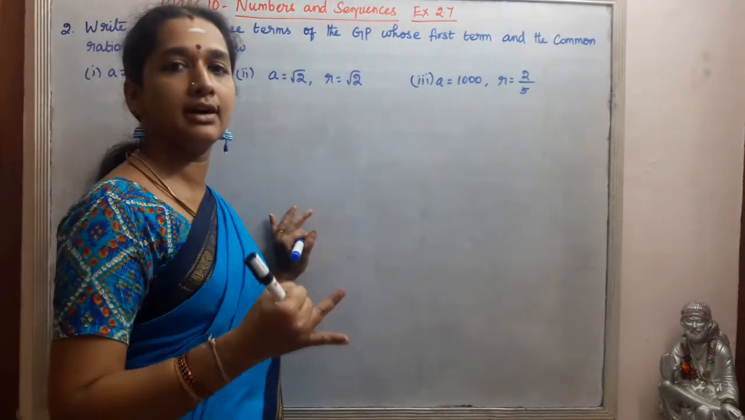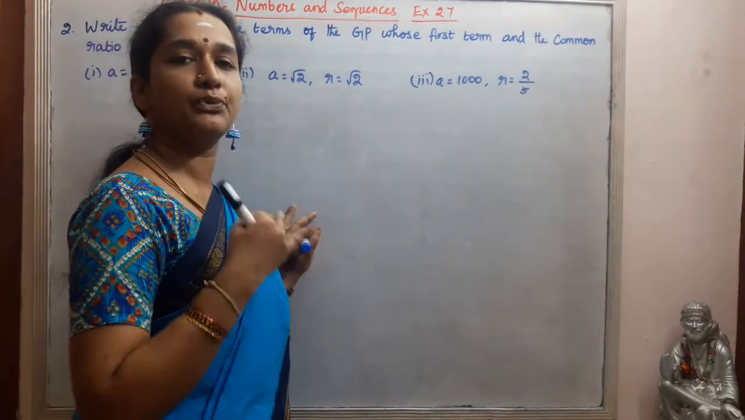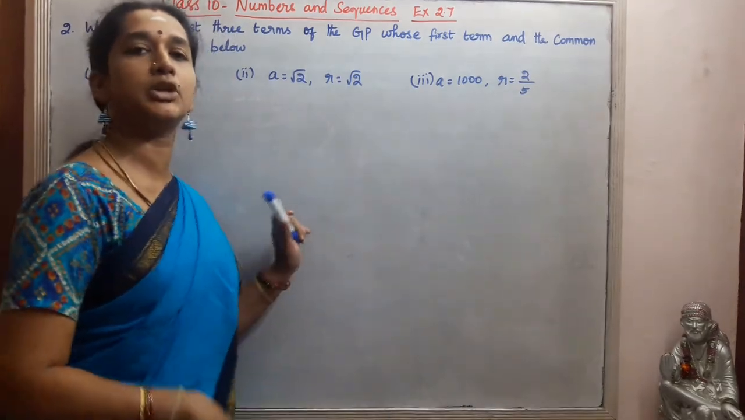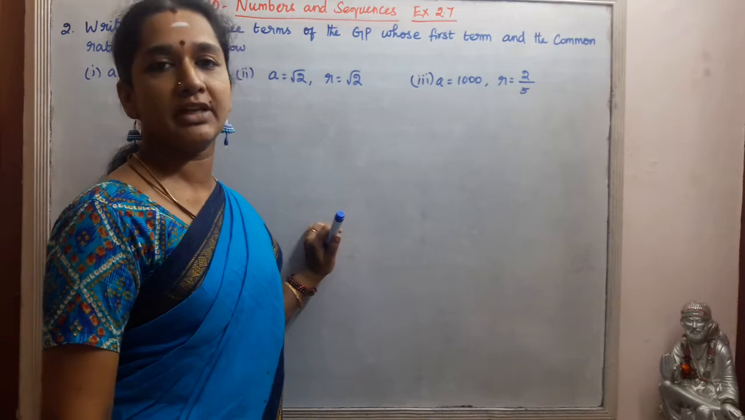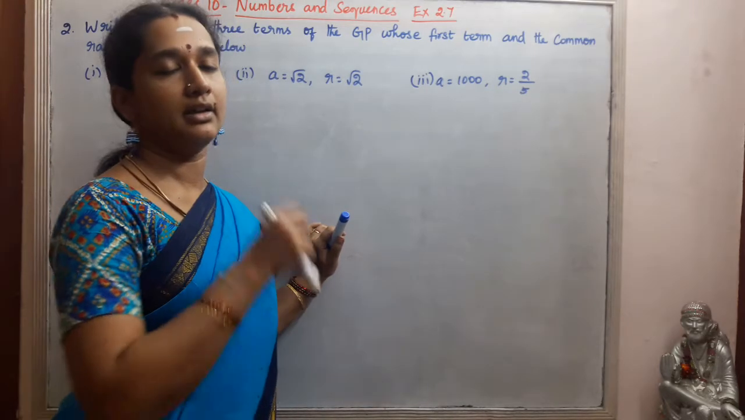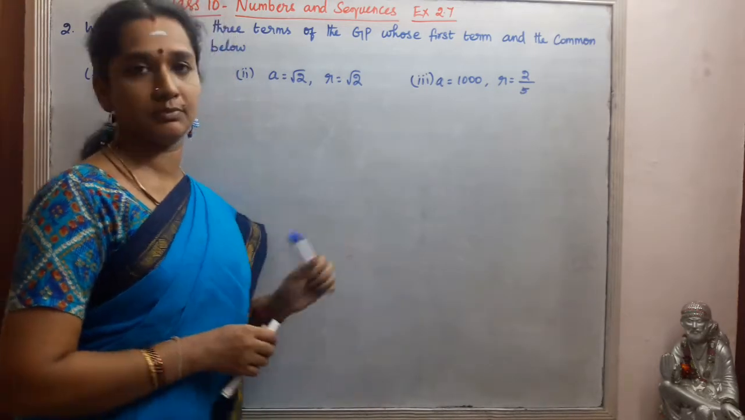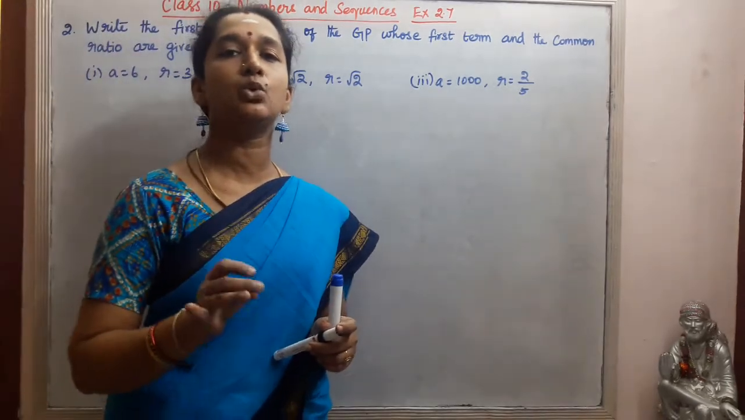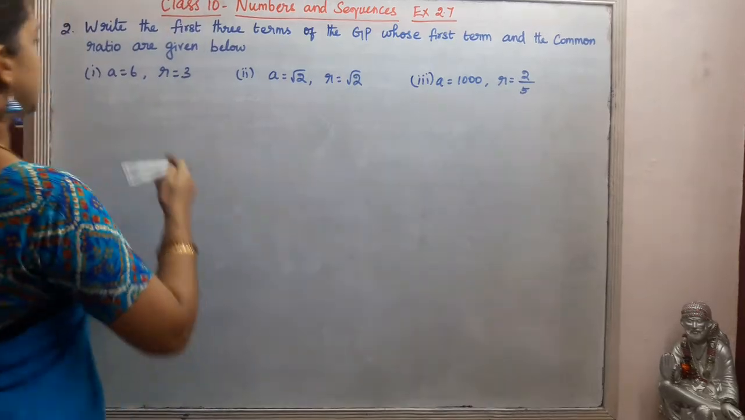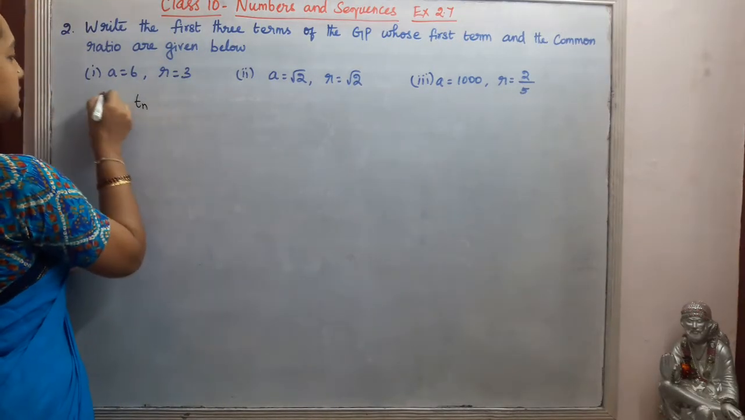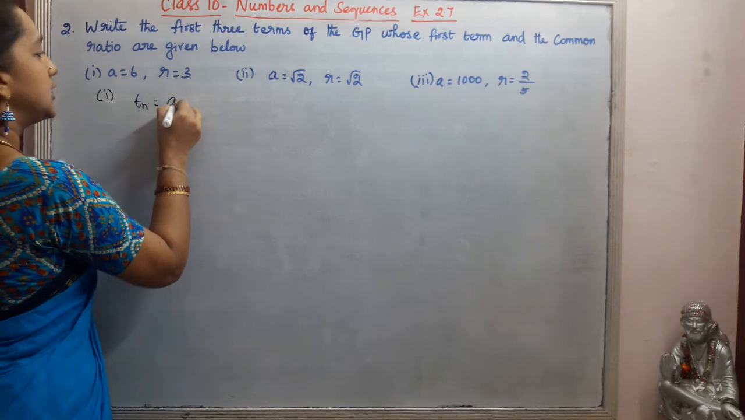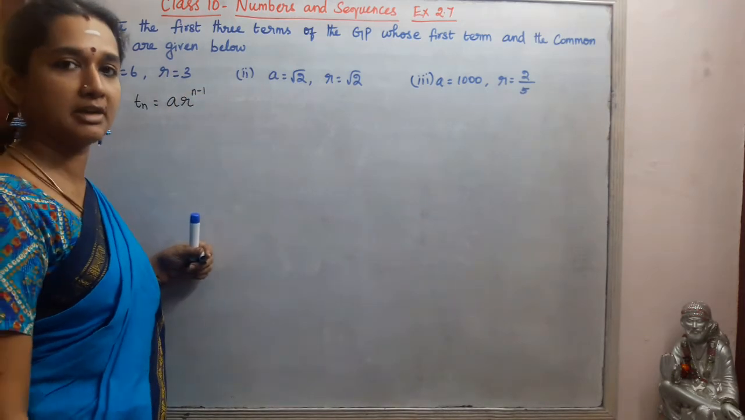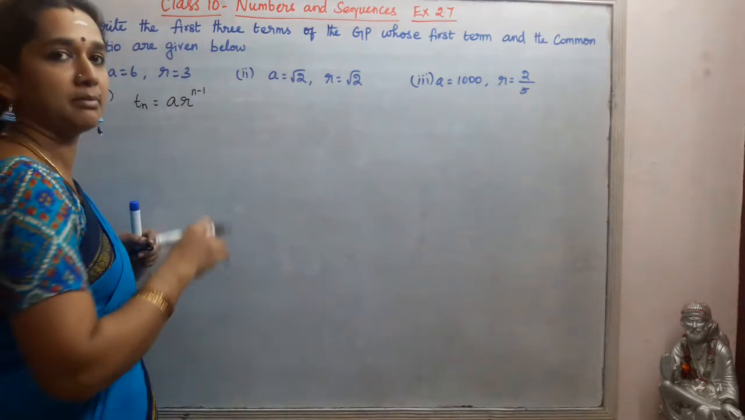So A and R are given. We are asked to find the first 3 terms of the GP. We know that Tn is equal to A into R power n minus 1 is the formula to find the terms. So since they are asking us to find the first 3 terms, we will find T1, T2 and T3. First sum we will do, Tn is equal to A into R power n minus 1.